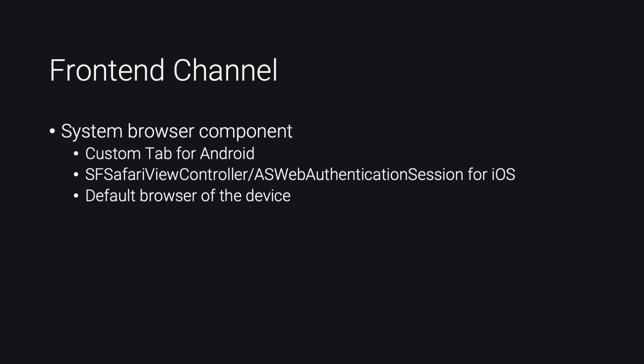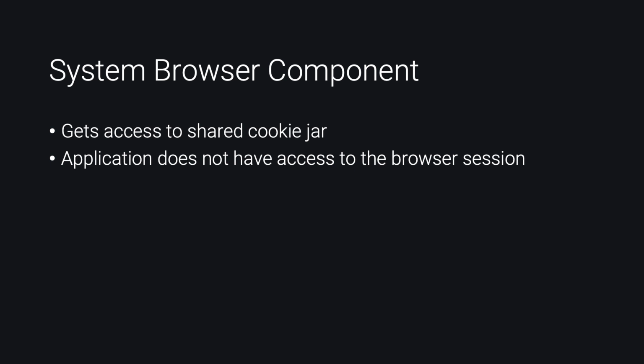When we're talking about these types of applications, it's very important that a system browser component is used to make up the front-end channel. There are different components for the different platforms that can be used, but you can also use the default browser on the device to make the authorization requests. And why do I think it's important to use the system browser component? Well, first of all, using a browser decouples the authentication method from the app, so the authentication method can be updated server-side without having to create new app releases.